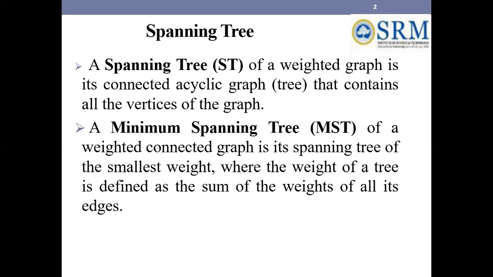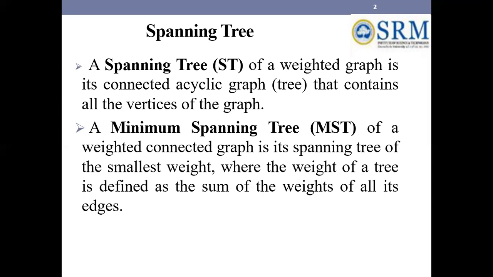A spanning tree is an acyclic graph with all vertices of the given graph. That is called a spanning tree. So for one given graph, there can be n number of spanning trees. Next we will see what is a minimum spanning tree.